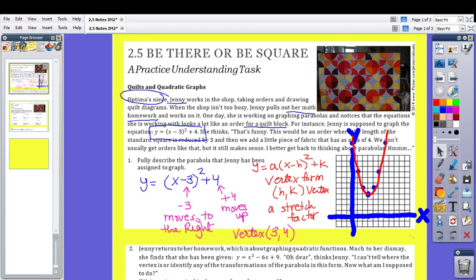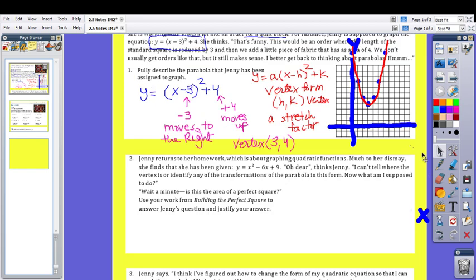Now let's do the second one. So she goes back to her homework, and this time she has to graph this. Now, this is in the standard form. We talked about that this was vertex form.